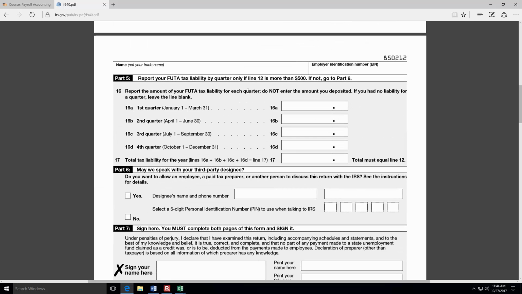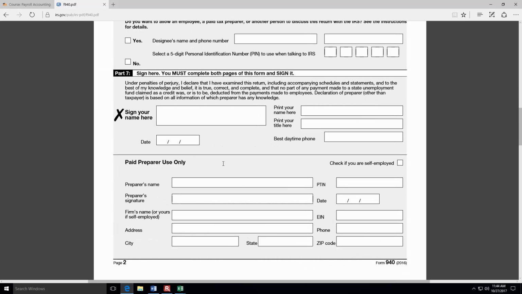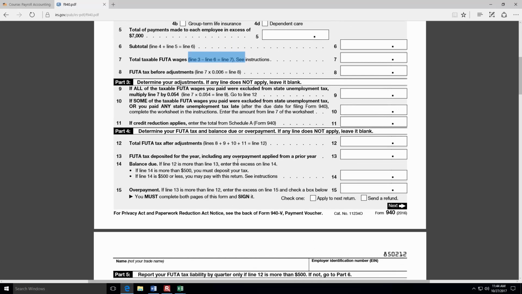So then on the second page, basically it tells us report your tax liability by quarter only if you're over 500 bucks. Was I over 500? No. So do I have to do anything there? No. Then you just got to sign it and send in a check for 168 bucks. Parts 3 and 4.